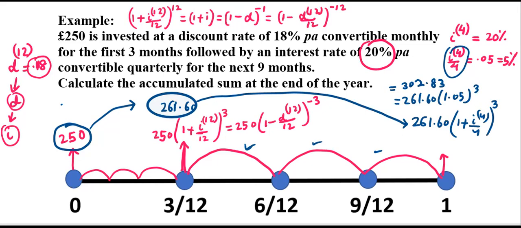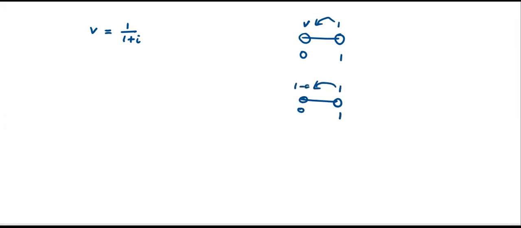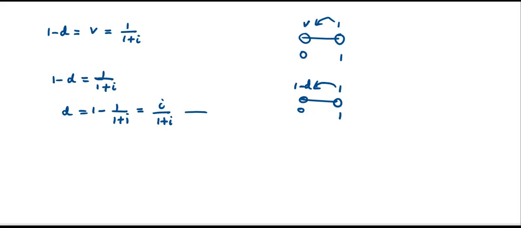Finally, we'll find the relation. We know that V is 1 upon 1 plus I. And if you see the simple relation, 0, 1, present value of 1 is V and present value of 1 is 1 minus D. So V is 1 minus D. If you want to express D in terms of I, that means if I is given, if you want to find D from I, this is I upon 1 plus I. So D in terms of I, this is the first equation.